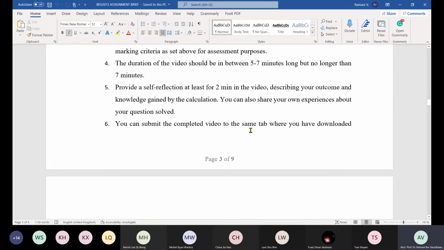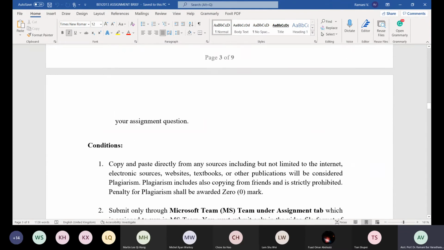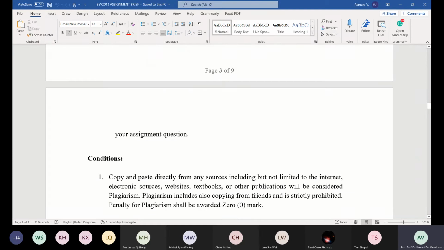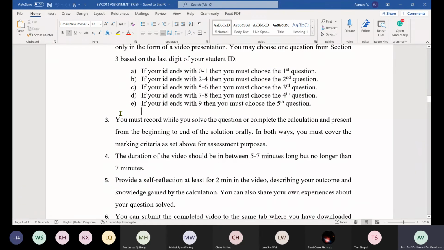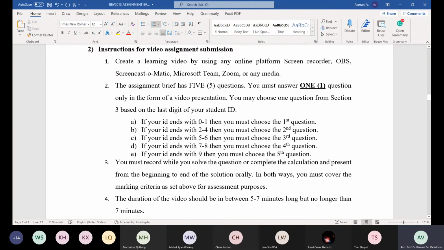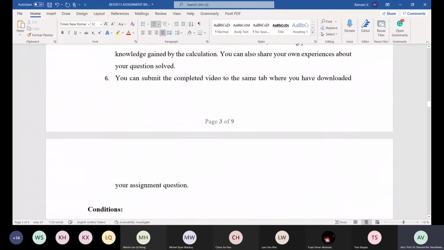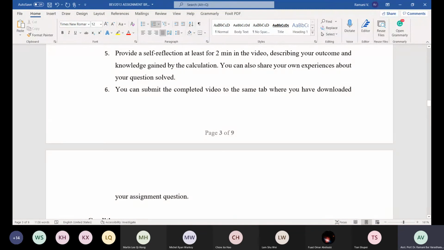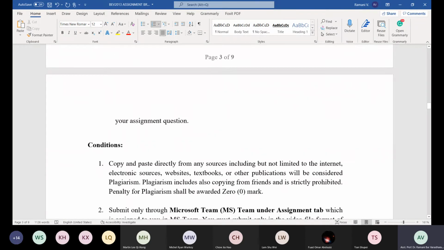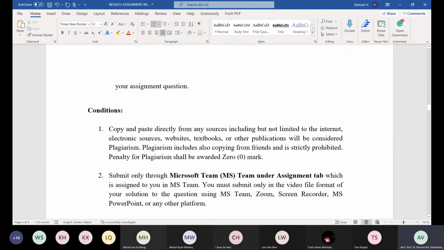You can submit the completed video to the same tab where you downloaded your assignment question. You don't have to submit the workout separately, it is already there in the video. Don't duplicate the information. Just submit the video with the workout. Sometimes students ask, can I submit the workout? If you are interested in checking with me, you can post in your notebook. Our communication is through the notebook. If you want, I can correct it. But no need for formal submission. Just submit the video only to avoid confusion.